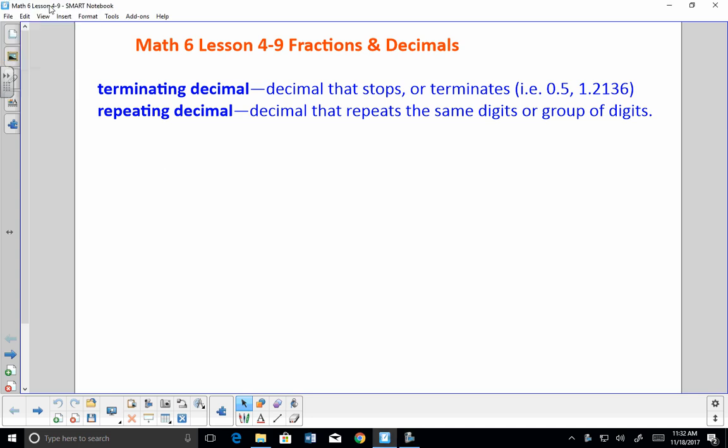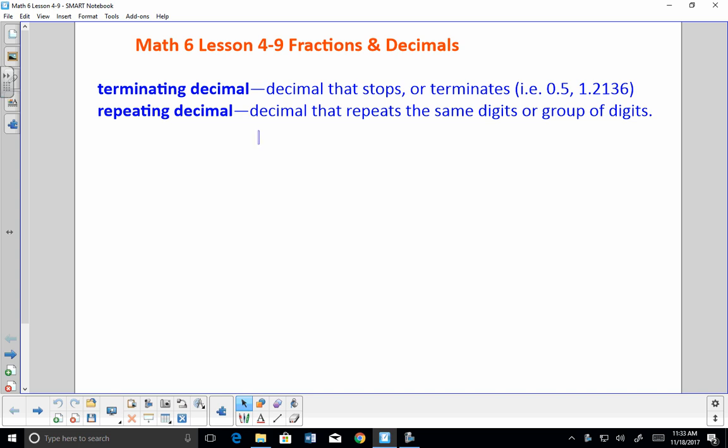This is Math 6, Lesson 4-9, Fractions and Decimals. A terminating decimal is a decimal that stops or terminates. For example, 0.5 or 1.2136. A repeating decimal is a decimal that repeats the same digits or group of digits.